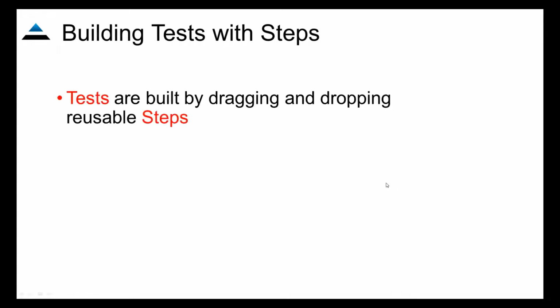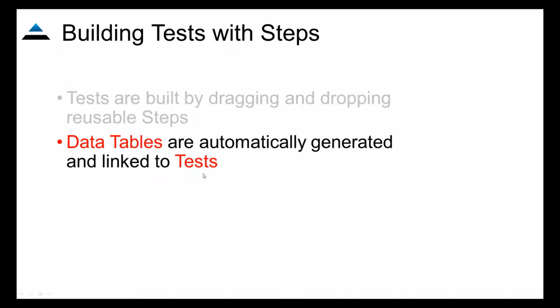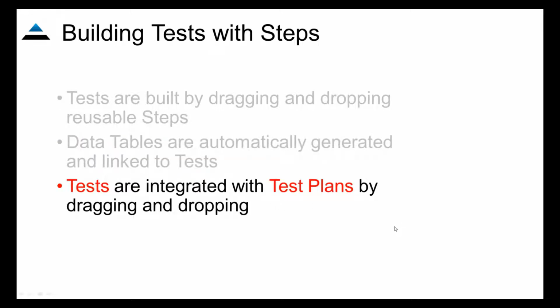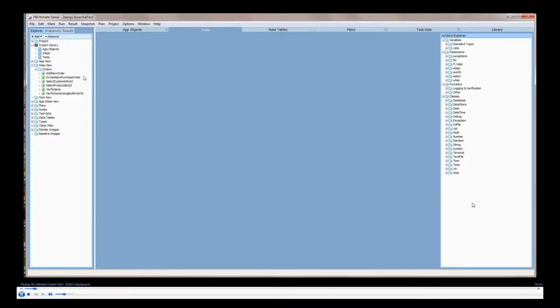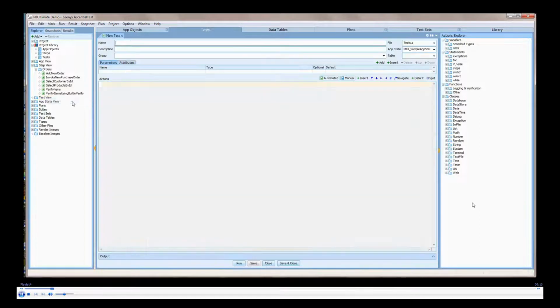Now that we've learned how to create steps, let's learn how to create a test in AscentialTest. Tests are built by dragging and dropping reusable steps. You'll see that the data tables are automatically generated and linked to the tests. And then the tests are going to be integrated with the test plans again by dragging and dropping. So I'm going to create a new test for you. I'm going to add a test. I'm going to start out by giving the test a name.